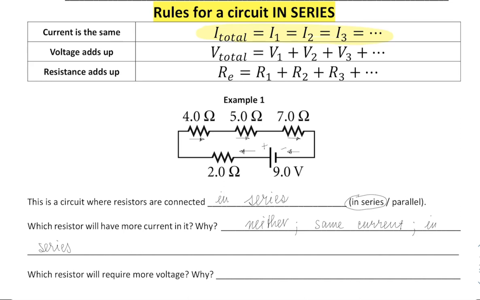And you've all heard the expression, the path of least resistance. The path of least resistance is 2. So it's going to be the easiest to push the electrons through the 2 ohm resistor. It's going to be a little harder to push it through 4, even harder to push it through 5.